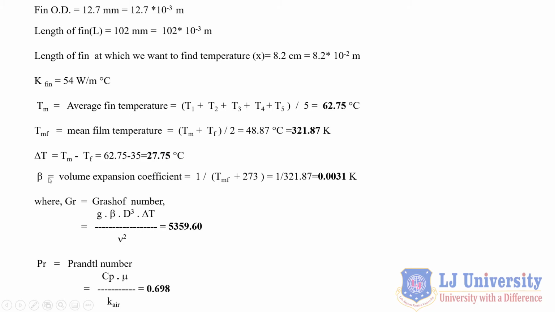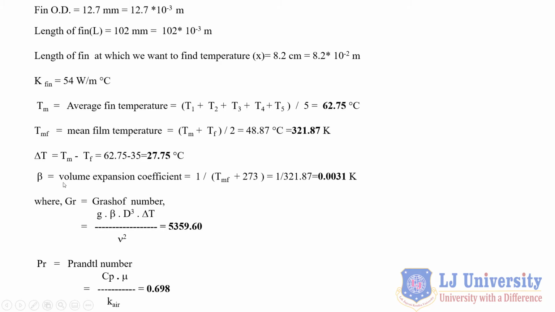Now beta is known as the volume expansion coefficient, which is equal to 1 upon T mean fluid, so 1 upon T mean fluid plus 273. We have already converted into Kelvin, so we have the direct value, which is 321.87. So 1 upon 321.87, which is equal to 0.0031 per Kelvin.